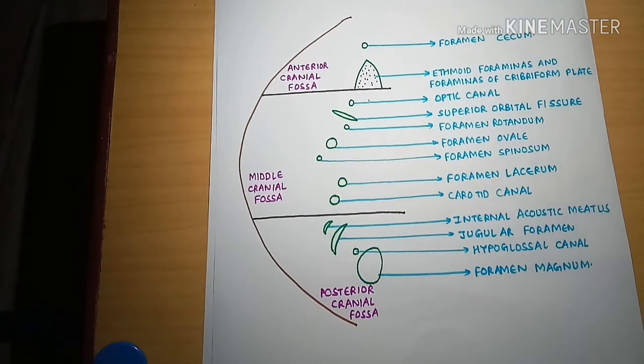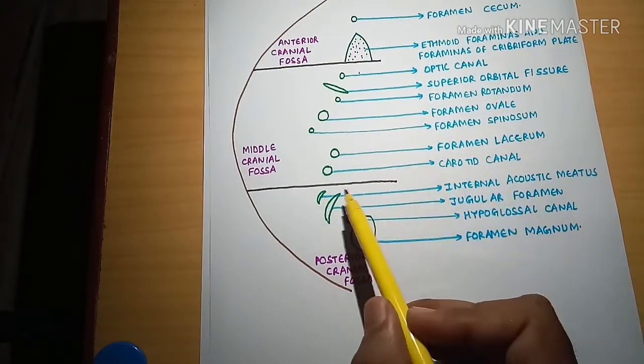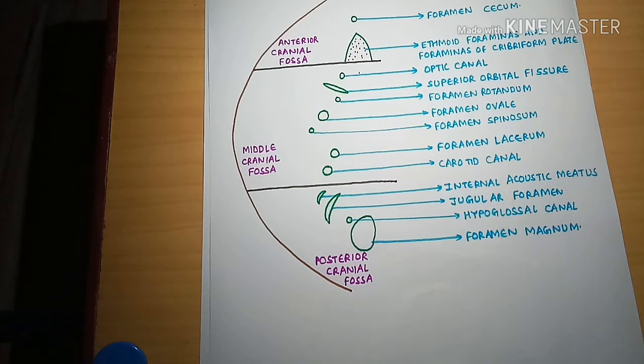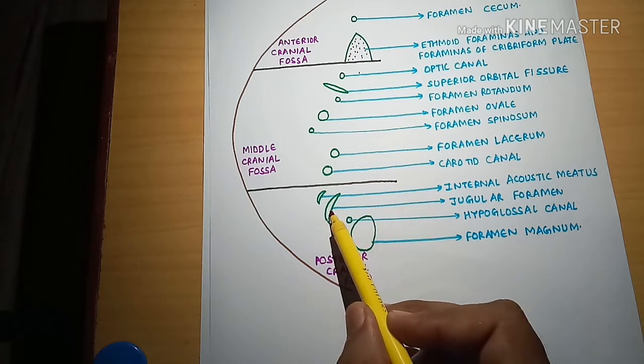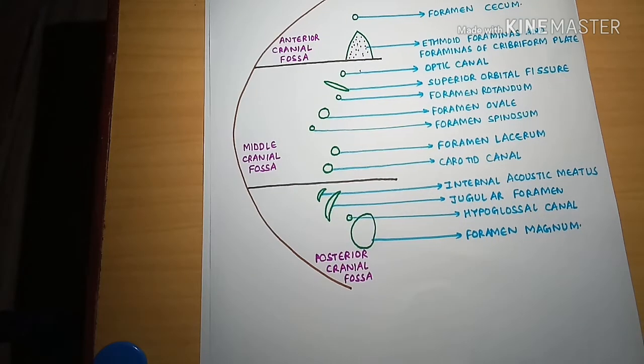In the posterior cranial fossa, first one is the internal acoustic meatus. In the internal acoustic meatus, the facial nerve, vestibulocochlear nerve, and the labyrinthine artery are passing. This is the jugular foramen. From the jugular foramen, the glossopharyngeal nerve, vagus nerve, accessory nerve, sigmoid sinus becoming the internal jugular vein, and the inferior petrosal sinus are passing.